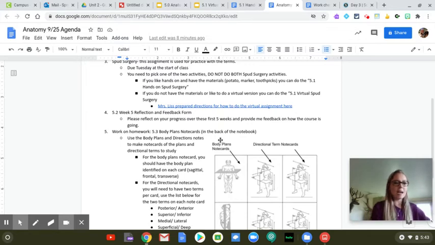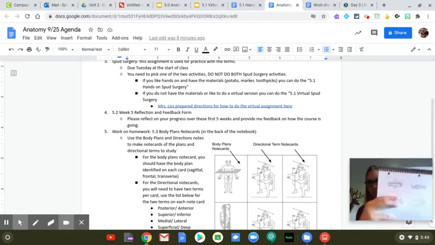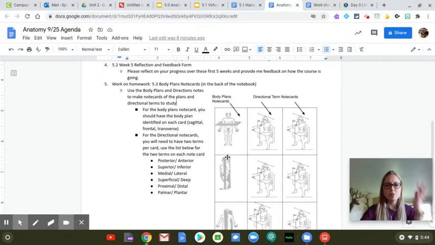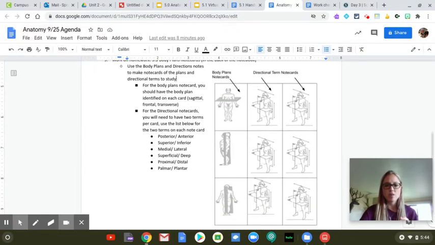So these are in the back of the notebook. So when you scroll to the back, you'll feel a change in the material because all of our note cards are on cardstock. They're not numbered, but you guys are going to be working on this page. I also included a picture of it here. And so for the body plane note cards, which is the first column, you guys are going to identify the sagittal, frontal, and transverse plane.